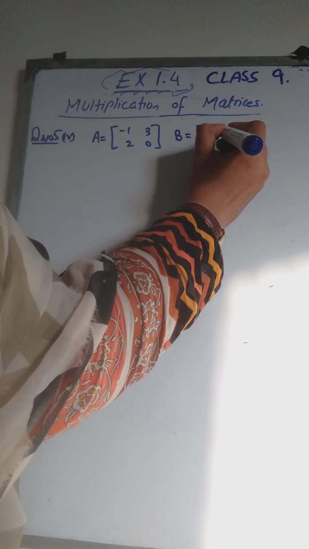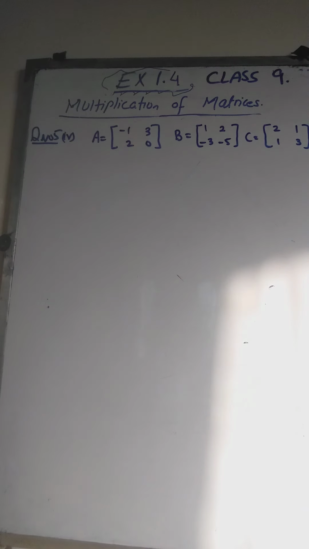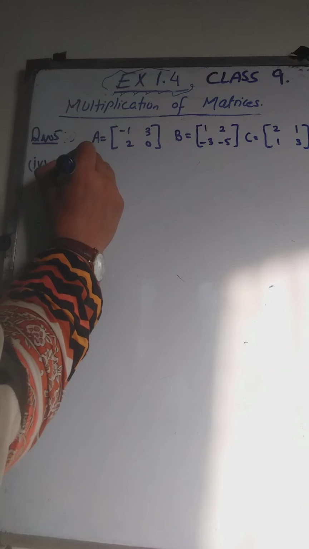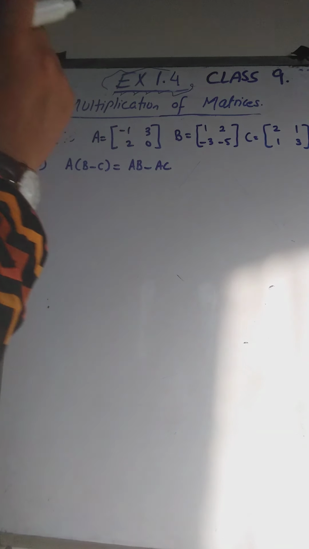4. Here we were given the matrices A = [-1, 3; 2, 0], B was [1, 2; -3, -5], and matrix C was [2, 1; 1, 3]. Now the fourth part is A into (B minus C) is equal to AB minus AC.